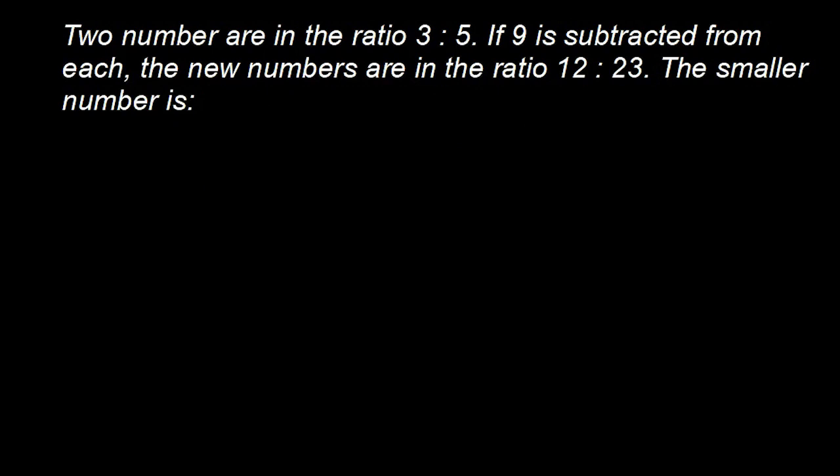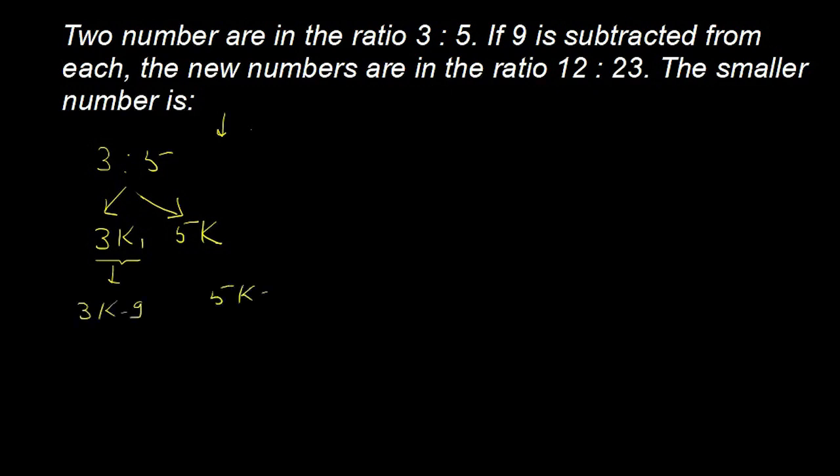If 9 is subtracted from each, the new numbers are in the ratio 12 is to 23. The smaller number is... okay, so let's start step by step. Let's say the first number is going to be what? It is 3 ratio 5, so let's convert it into a quantity. So it is 3k and this is 5k. Now 9 is subtracted from each number, so from each number you are subtracting 9. So this is 3k minus 9 and this is 5k minus 9.